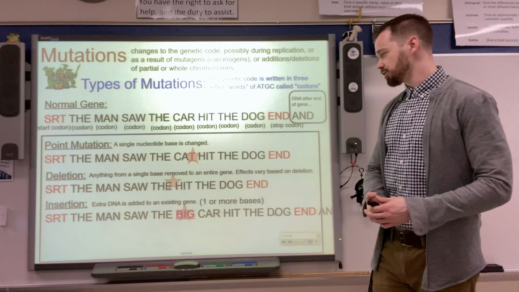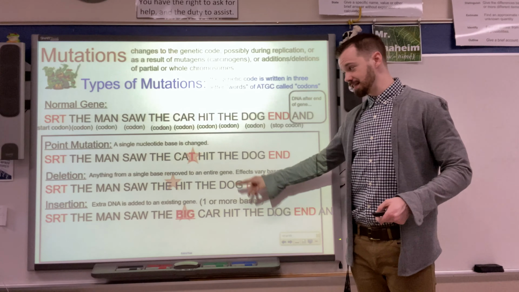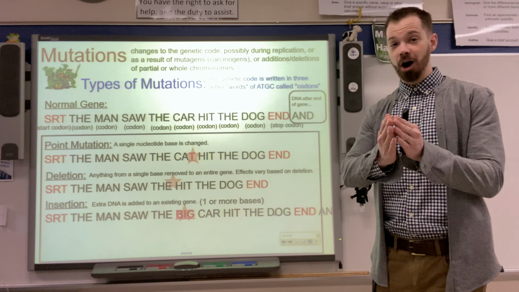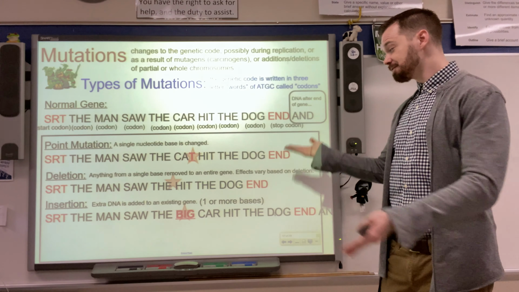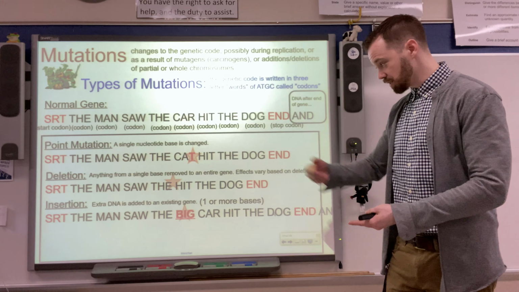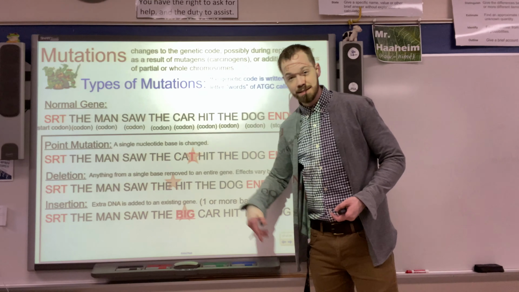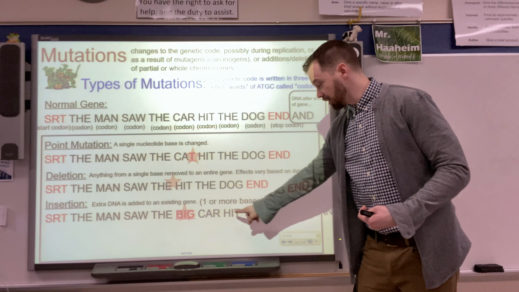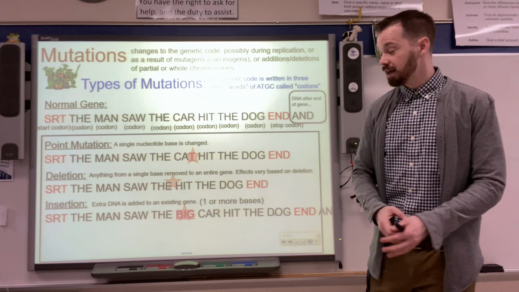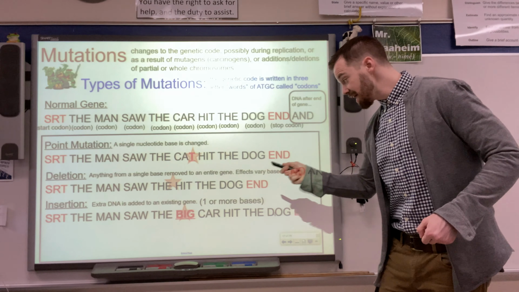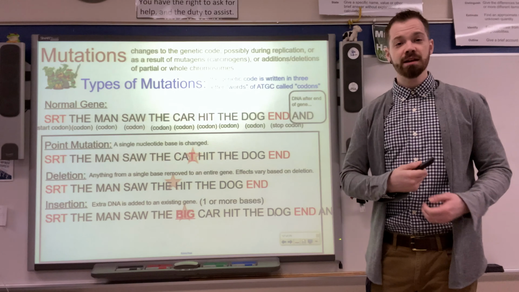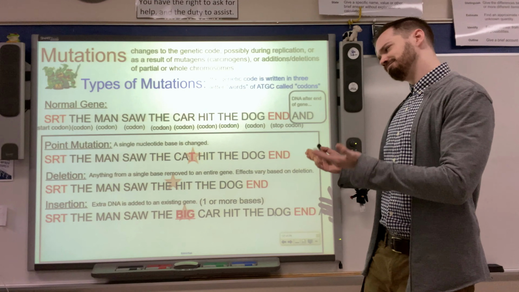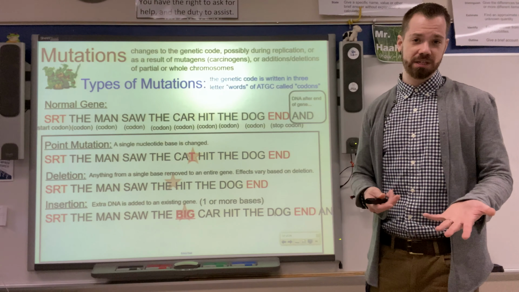The next kind of mutation is called an insertion, and this is the opposite. That's where you add some DNA, anything from a single base up to an entire gene. But the effect is going to be roughly the same. In this case, I inserted 3 bases, and because I did that, because I added a multiple of 3, all of the other words are still the same. So now we have the man saw the big car hit the dog. Again, this would mean that we added a new amino acid in that might have some ramifications for the protein.